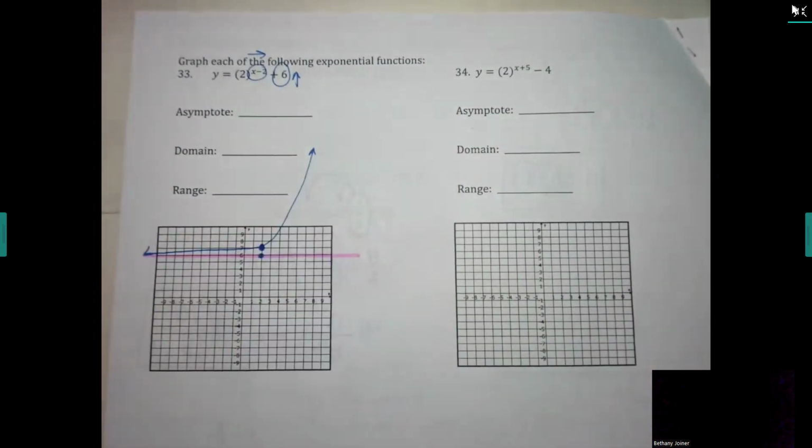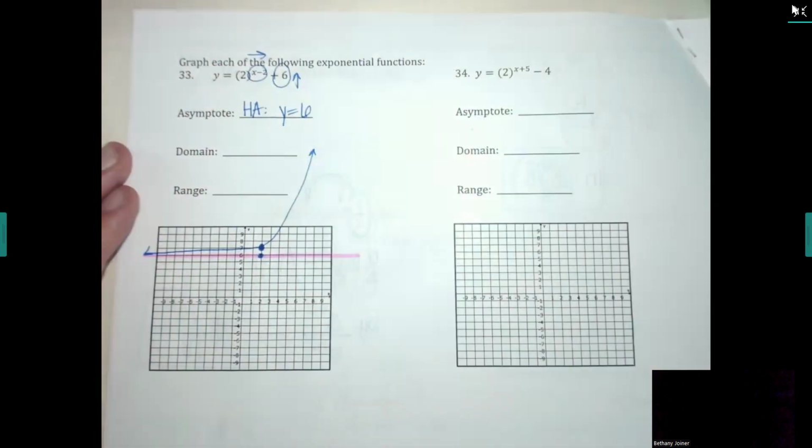Okay, and your graph on that doesn't have to look perfect. Also, remember you have a graphing calculator. So you're welcome to type it in and check what the picture looks like if you need. My asymptote is a horizontal asymptote, and it happens at y equals 6.